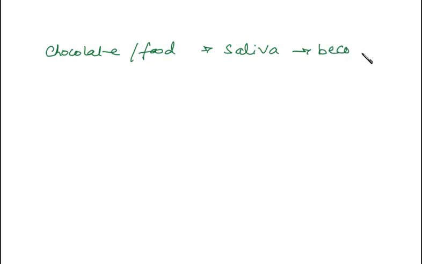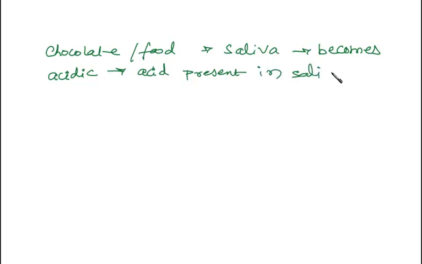You have eaten something, say for example, a chocolate, or any sort of food item. Due to this, what happens? The saliva becomes acidic. Now, the acid present in saliva, what does it do? It attacks the tooth. Again, tooth is made up of some chemical. Right? So saliva dissolves the chemical present in the tooth. Okay. So that leads to what? That leads to tooth decay.